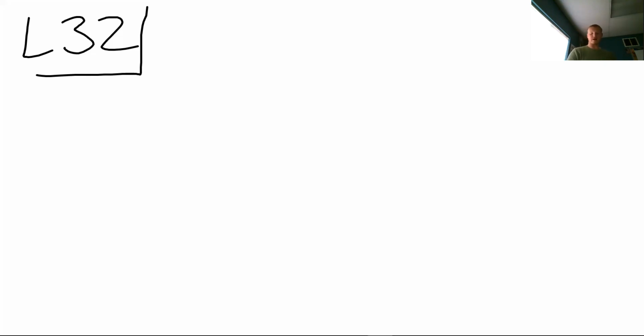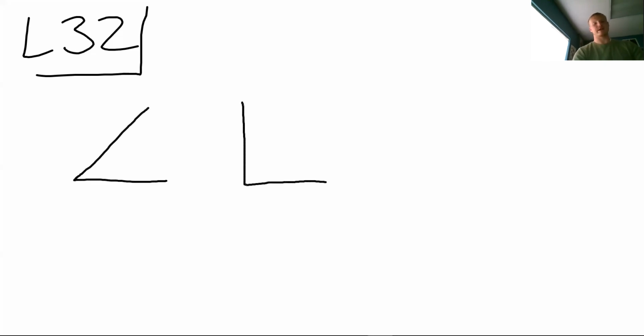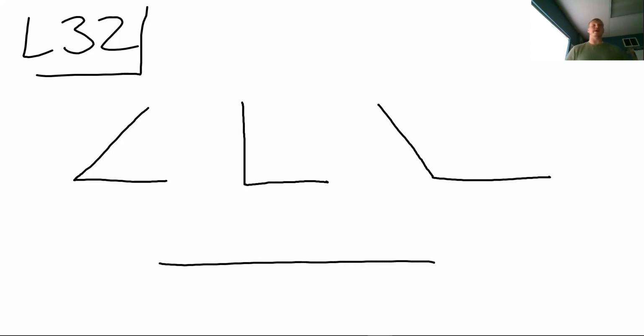Lesson 32, angles and polygons. So we have different types of angles. You will see angles that look like this. You will see an angle that looks like an L shape. Then you will see an angle that's bigger than an L shape. And then sometimes you can see just a flat line. But if you see that with a heart rate, that means you've flatlined, no more heart rate.